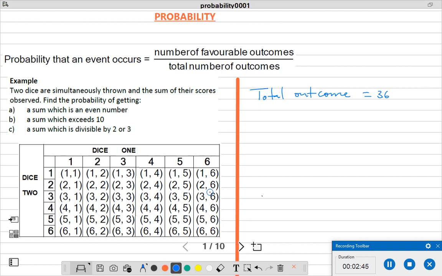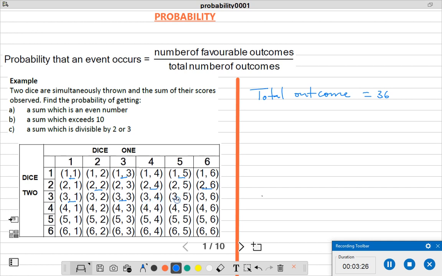Now, we are told to determine the probability that the sum is an even number. For an even number, we can check. If one die is 1 and the other die is 1, 1 plus 1 is an even number. If you add, you get 2. This one not, this one is okay. This one not, this one is okay. This one is 7, not even. This one is not even, this one is even. Not even, even. Not even, even. This is even, not even. Even, not even, because it is 7.